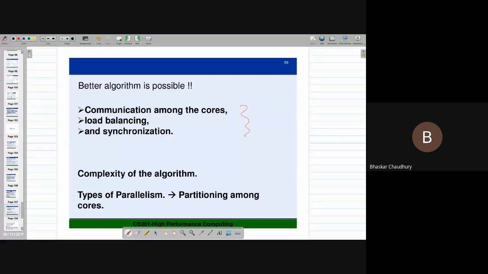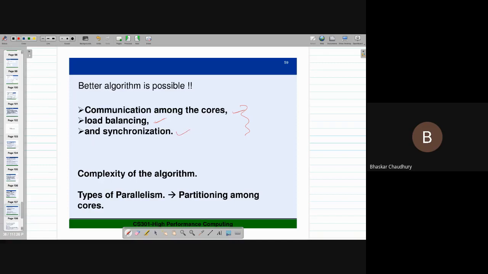There are three important things we always need to keep in mind if we want to improve our parallel design. The first is communication among the cores as little as possible. Second, proper load balancing has to be done. If you have total n works and 4 processors, make sure that everyone gets the same amount of work, which is not always possible, but we should try to do that.